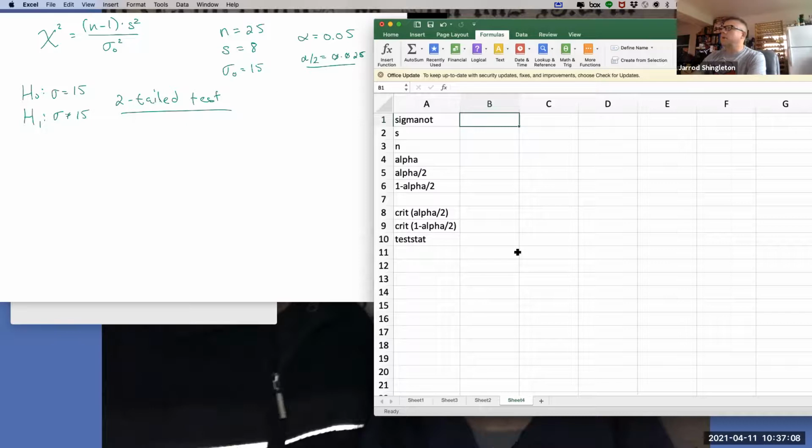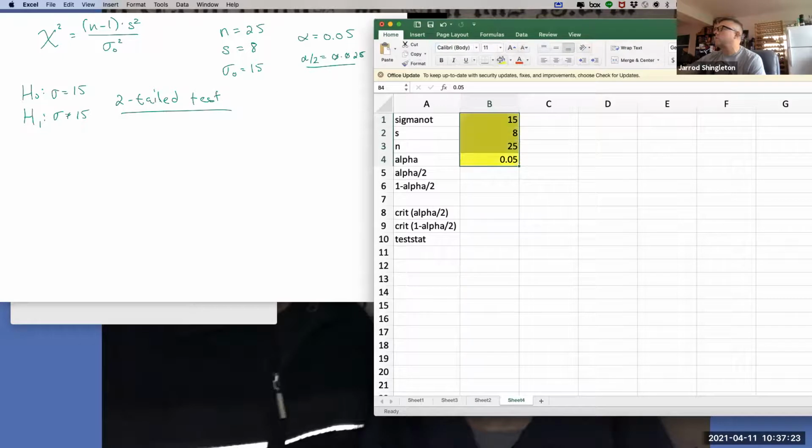My sigma naught is 15. My S is 8. My N is 25. Alpha, 0.05. Now remember, I always like to highlight in yellow the stuff I have to input. The stuff that's calculated, I'll just leave normal. So this is equal to this 0.05 divided by 2.